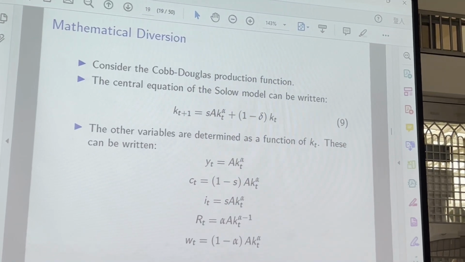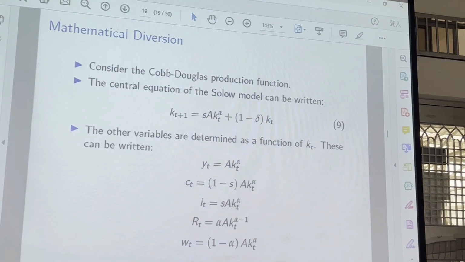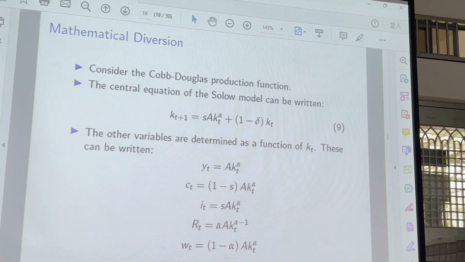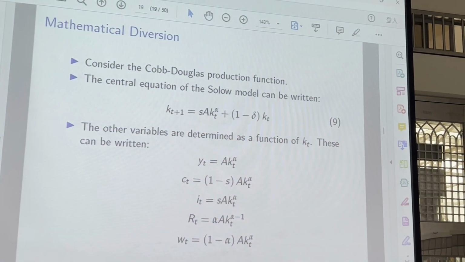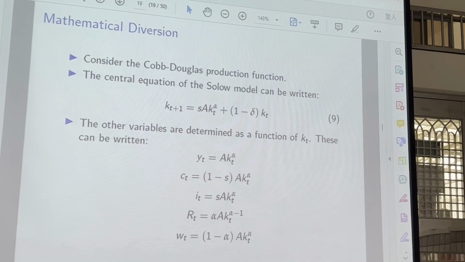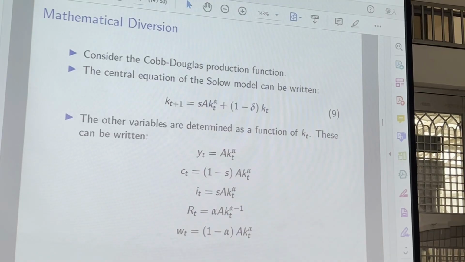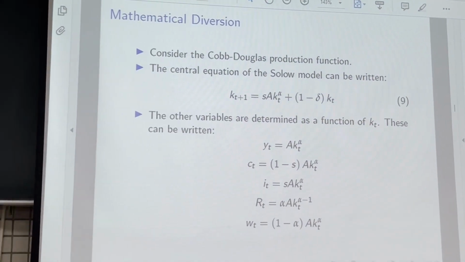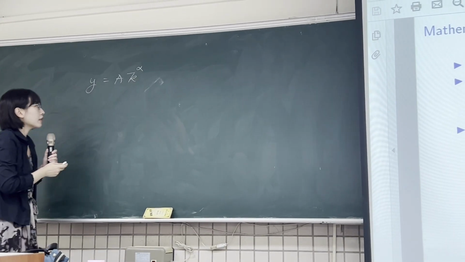But you don't need to turn in your answers to me. So basically, if you use the Euler theorem directly, you should have these answers. But if I do not know the Euler theorem at all, we can still solve for RT and WT. Why? We know YT can be written as A times KT to the alpha, right?